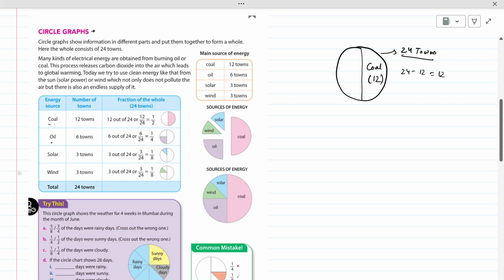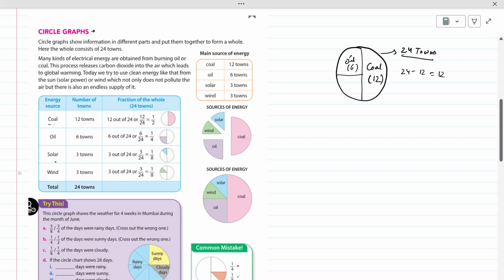Now let us see what we have next. Oil is 6 towns. So kids, there are 6 towns which are getting energy from oil. Now I have 12 here, and we know that 6 is half of 12. So what I'll do, I will just take a half of this, and I'm writing oil here and 6 here. Okay, so this is representing 6, this is representing 12. So now what I have remaining here is 6 only. This particular part contains 6 towns. Now let us see what next is there.